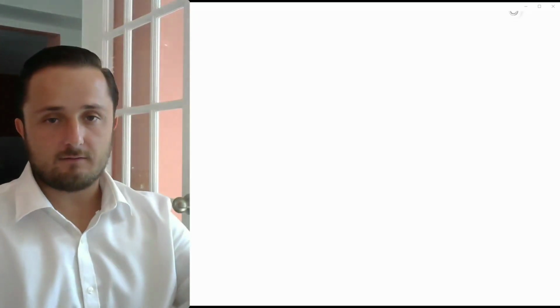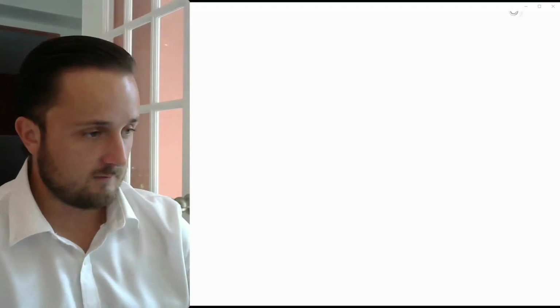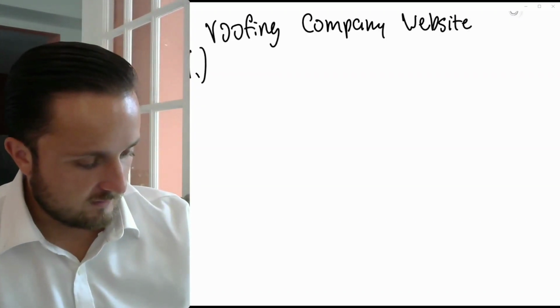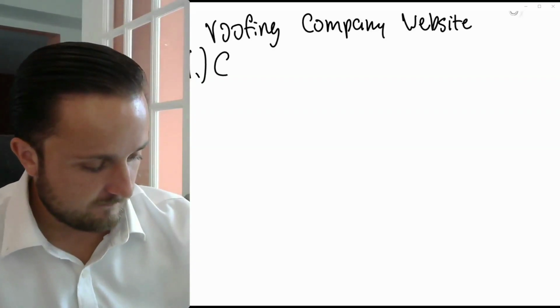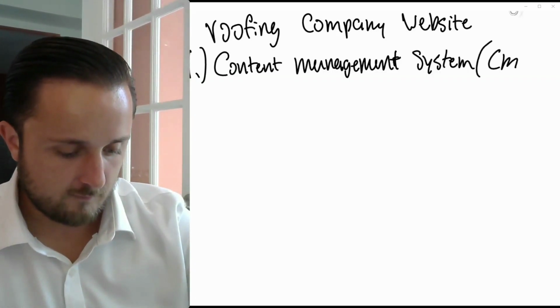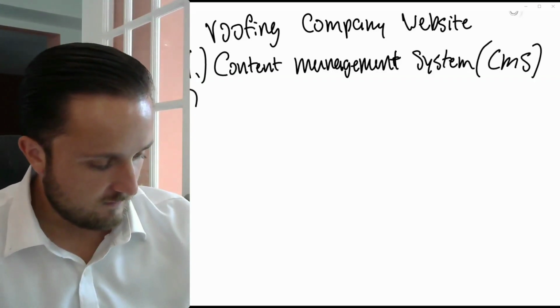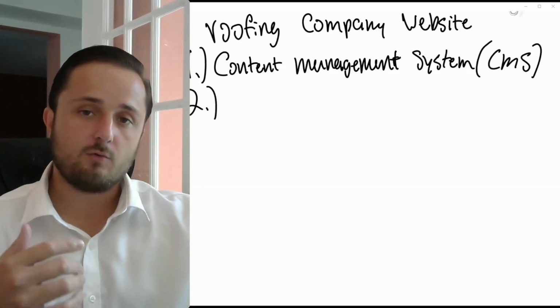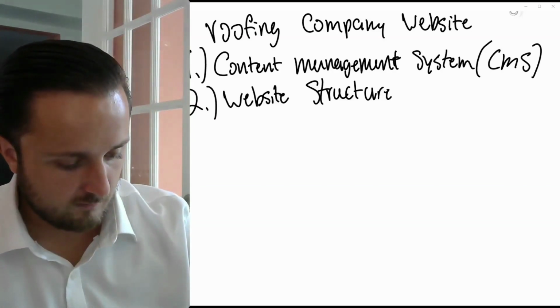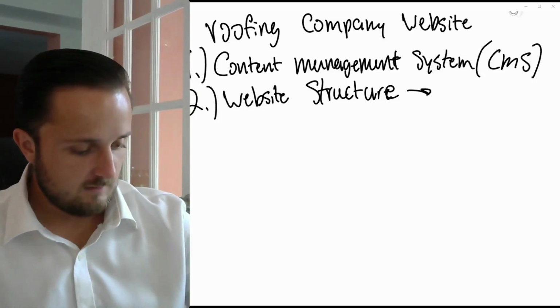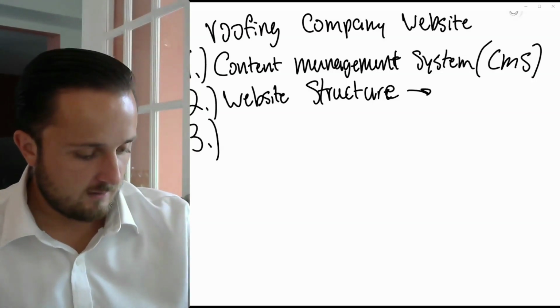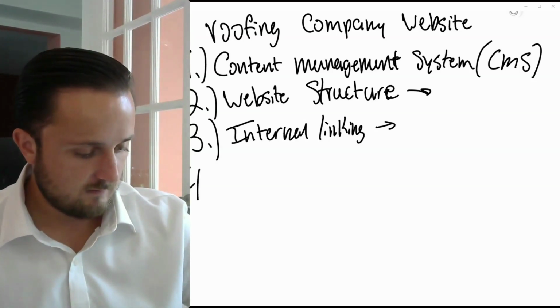So today we're going to talk about building a roofing company's website for SEO purposes. We're going to touch on the first thing, your CMS, or your content management system, referred to as CMS going forward. Then we're going to talk about your website structure, and we'll go into more detail on what I mean by website structure. Then we will talk about internal linking and what that means.